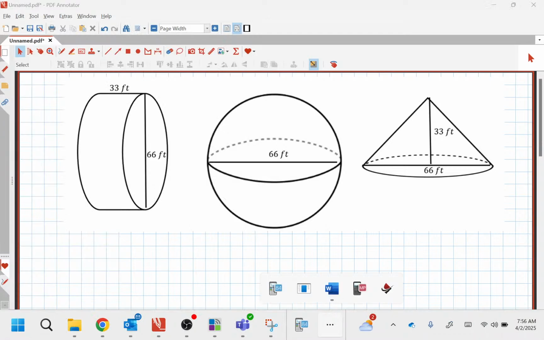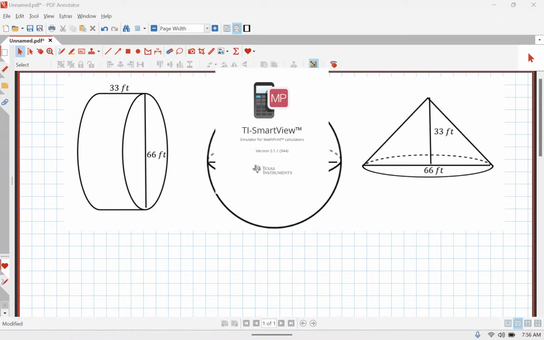So we're going to grab this guy. Let's see if we can make it happen, guys. Yesterday it got really mad, I think because I left it on all night and it was really tired or something. There we go. TI SmartView, emulator software for the TI-30X/TI-34 Multiview calculators, Texas Instruments, validating software license.